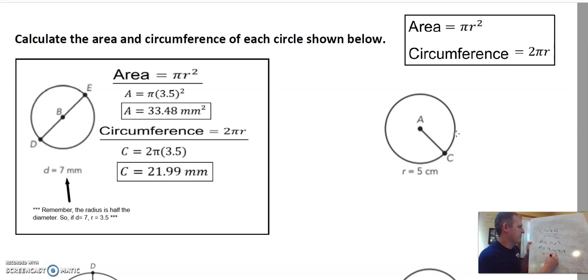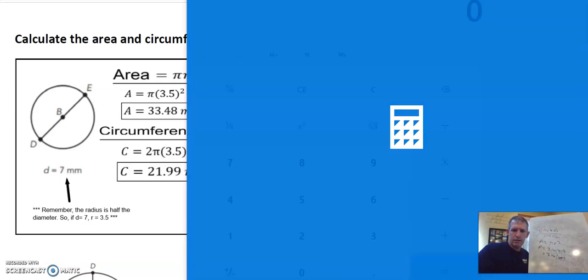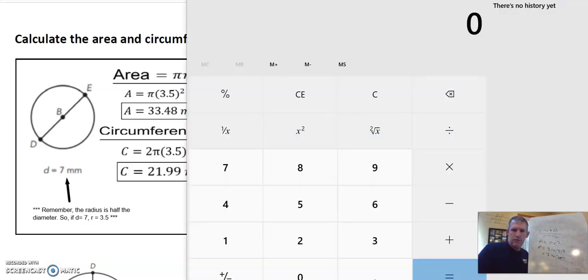So 3.14 times 25, and I'm going to go to the calculator here. 3.14 times 25, and I get 78.5 centimeters squared. Okay, that's the area of circle A. So that's part of our answer.